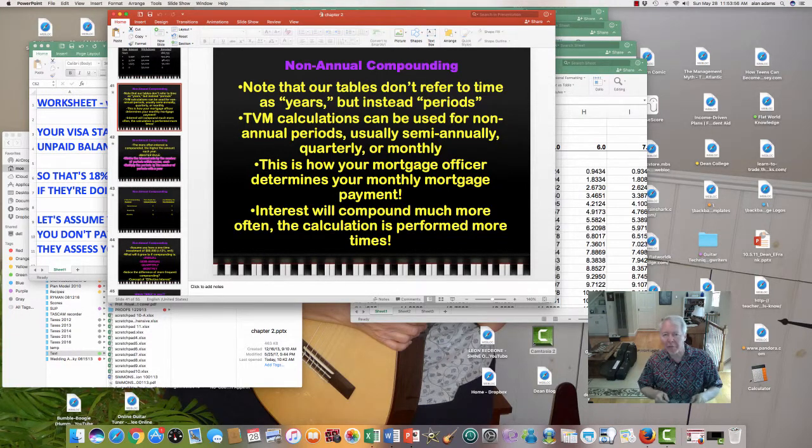Hi everybody, when we left off the other day we were talking about annuities due. I'm going to pick it up on page 34 in our text. We're dealing with non-annual compounding.